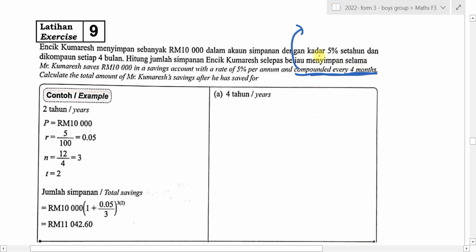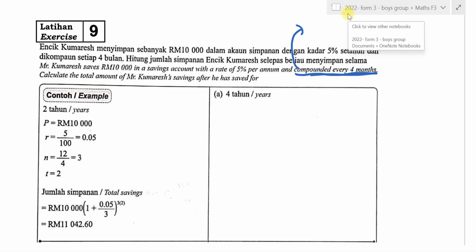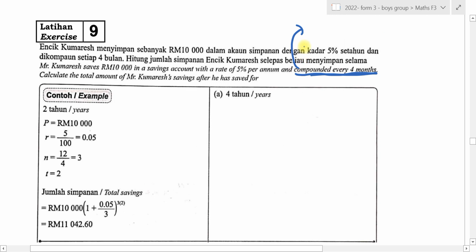I repeat one more time. Compounded every 4 months means in 1 year time, how many 4 months can you have? 3 times, right? So your N is equal to 3, not 4. Don't follow his sentence. N equal to 3. Every 4 months they will charge for you. That means in 1 year, 3 times. Interest rate is 5% per annum, so your R equal to 0.05. This is your P equal to 10,000. Now we have everything ready.